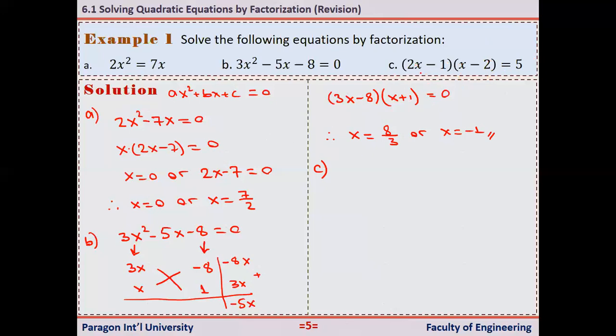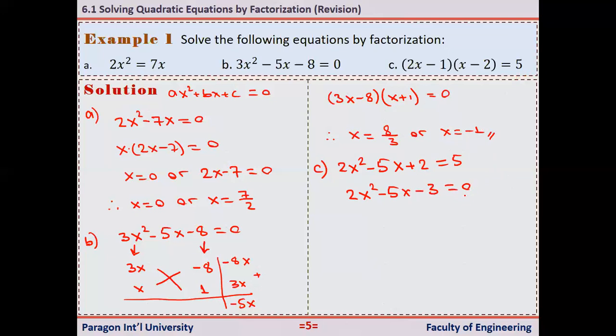If we expand the left hand side, 2x times x, that is 2x squared, and 2x times -2, it is -4x, and -1 times x, -1x, then their sum is -5x, -1 times -2, it is +2, and on the right hand side we have 5. All right, let's just keep this. Let's try one more time. Here we have 2x squared minus 5x minus 3 is equal to 0.